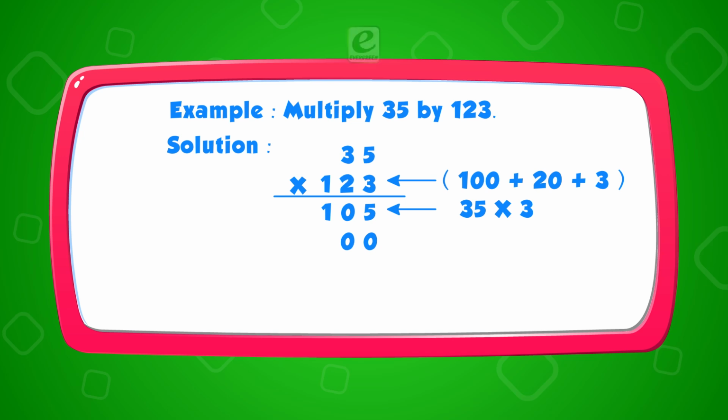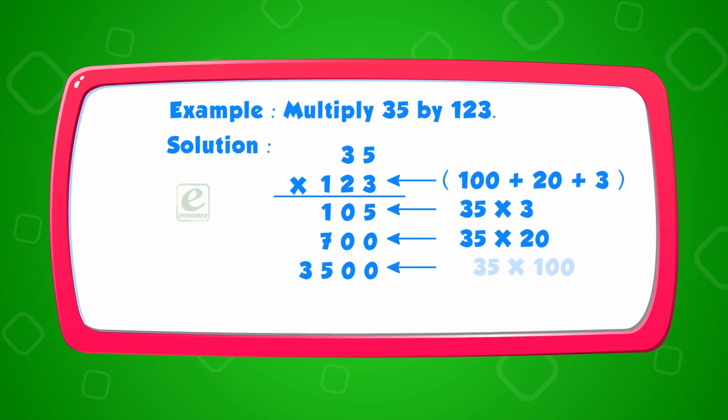Then we multiply 2 by 3, which is equal to 6, plus 1 carry forward is equal to 7. Now we will write 0 on ones place and another 0 on tens place. Then we will multiply 1 by 5, which is equal to 5. 1 multiplied by 3 is equal to 3.